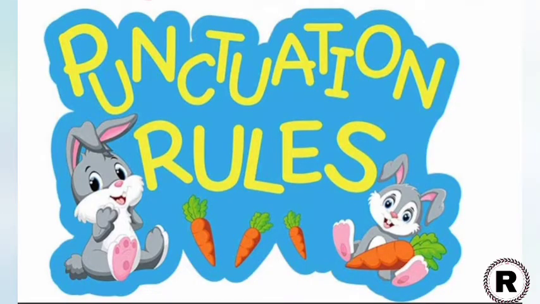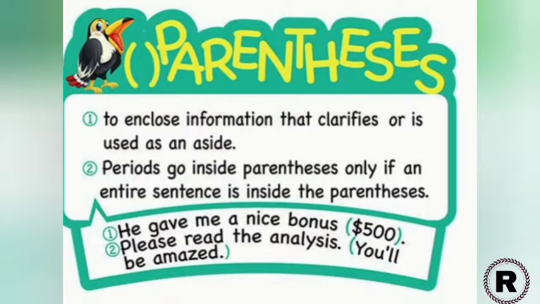So let's read about the punctuation rules, how we have to use them and what they basically are. First one is the parenthesis. As you can see on the screen, parentheses are the circle brackets. And how are they used? To enclose information that clarifies or is used as an aside. Parentheses, these are the round brackets which are used to clarify the information.